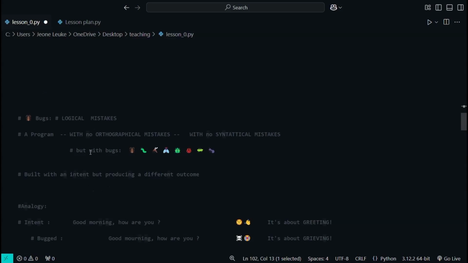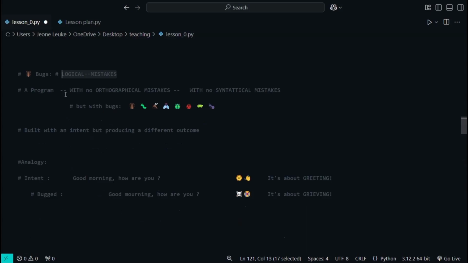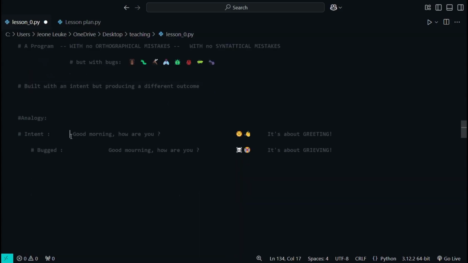The third and last type of mistake that you can run into is bugs. A bug is a logical mistake. And for a program to be bugged, to have logical mistakes, it does not need to have orthographical mistakes, does not need to have syntactical mistakes, but can still be broken because of logical mistakes, because of bugs. Now, what is a bug? What is a logical mistake? Your program is bugged, it has logical mistakes when you build it with an intent, but you produce a different outcome. And here are some examples of this from the English language, but again, this is not Python code.